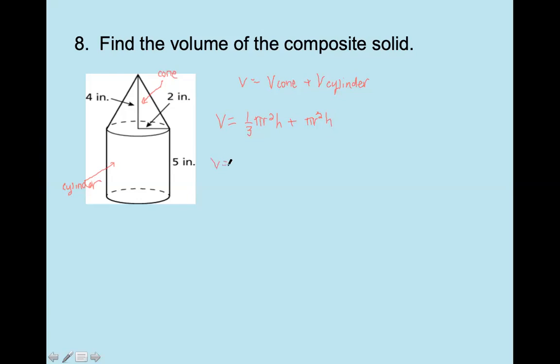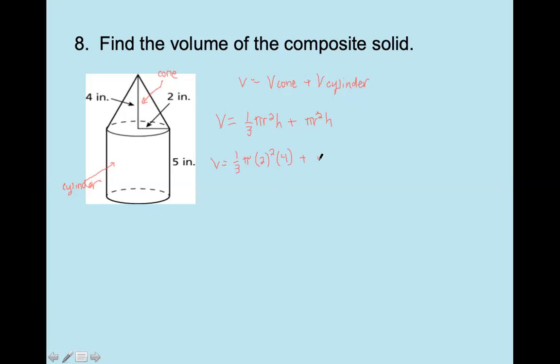All right, let's fill in our numbers. Okay, so first we're going to look at the cone. So we have pi times the radius of the cone was given to us. That's nice. 2 squared. And the height of the cone is this number up here, this 4, right? That's pointing to just this. The height of the cone is 4 inches. All right, so that's our cone.